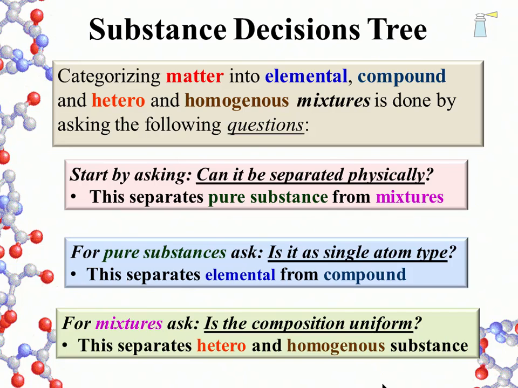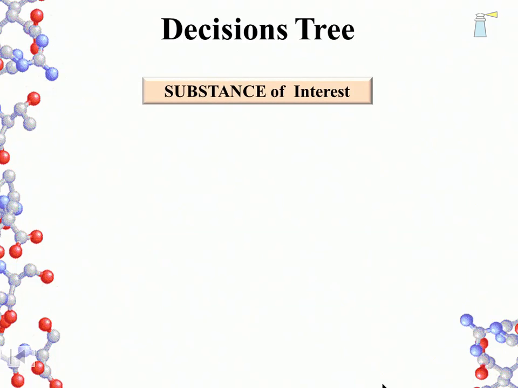It is important to note that classification is not learned by memorization. Rather, it is a process of asking smaller questions that combine to a larger understanding, which is how much of chemistry should be approached. Combining the questions into a tree will help us quickly categorize matter, and that tree looks like this. Start with a substance of interest. It can be anything. Ask the first question. Can it be separated physically?